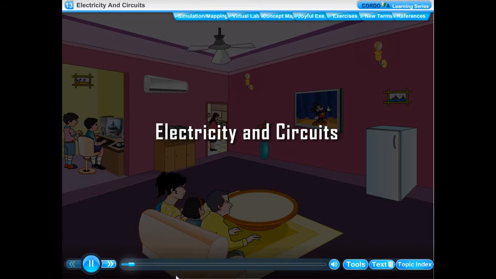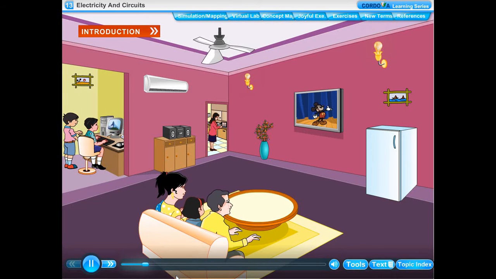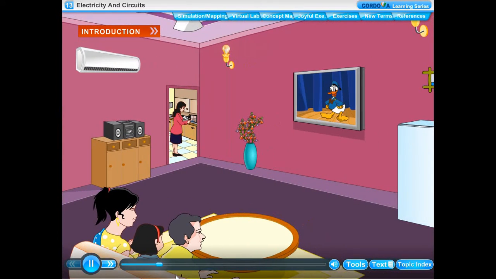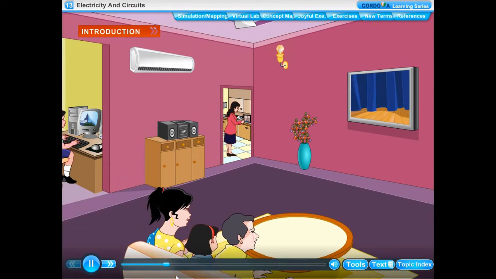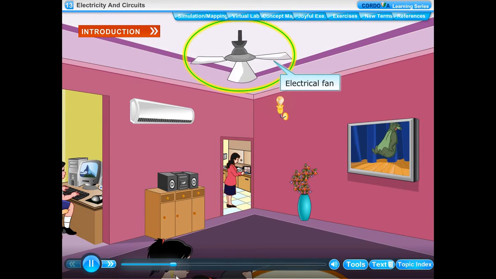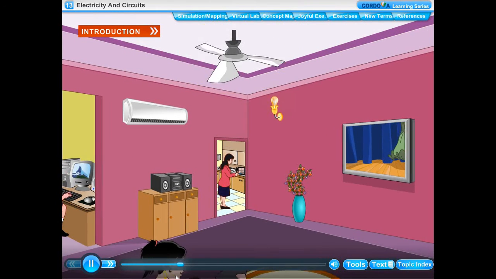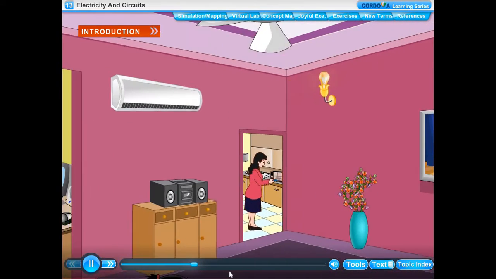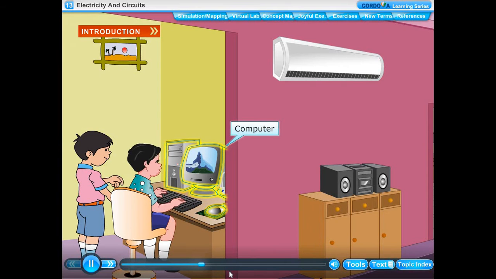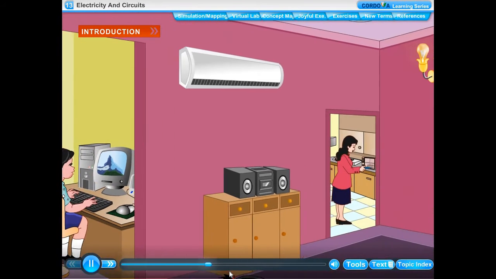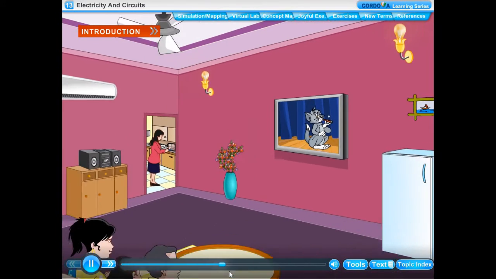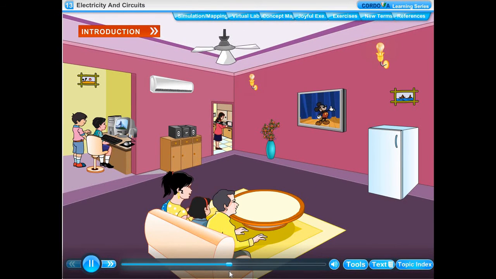Chapter 13. Electricity and Circuits. We see many electrical devices such as air conditioners, refrigerators, electrical fans, electric bulbs, computers and televisions around us. These electrical devices need electricity to function.